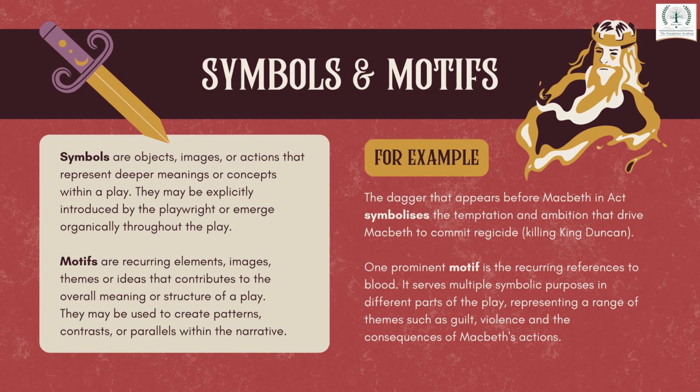For example, the dagger that appears before Macbeth in Act 2 symbolizes the temptation and ambition that drive Macbeth to commit regicide, killing King Duncan. One prominent motif is the recurring references to blood. It serves multiple symbolic purposes in different parts of the play, representing a range of themes such as guilt, violence, and the consequences of Macbeth's actions.